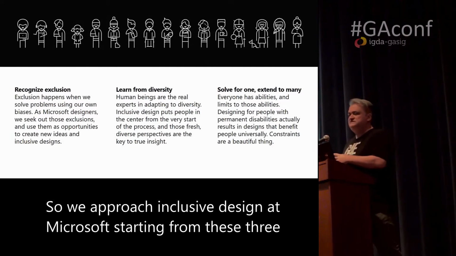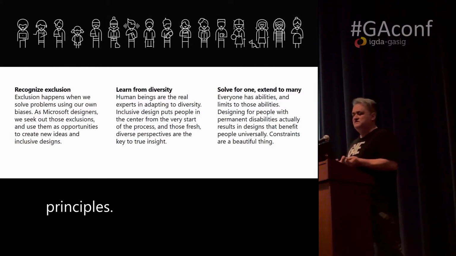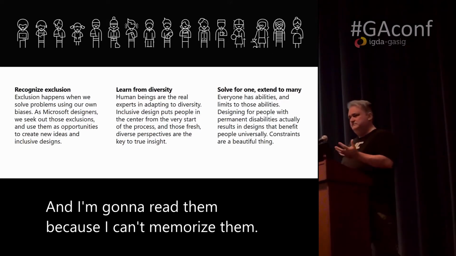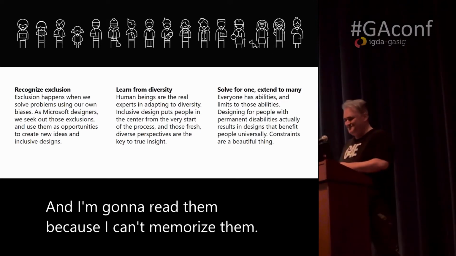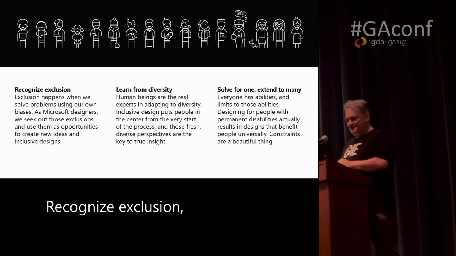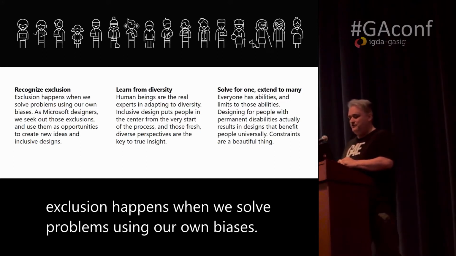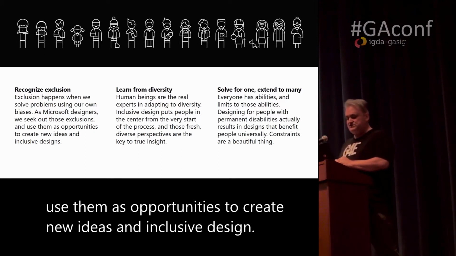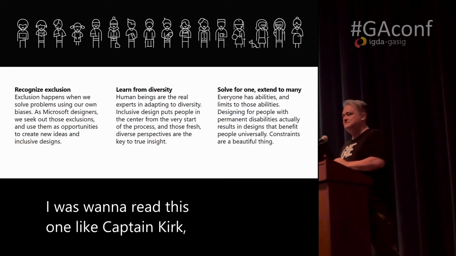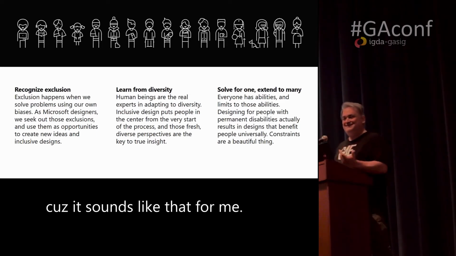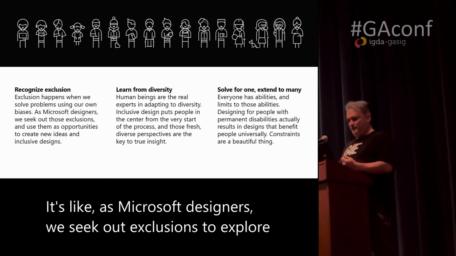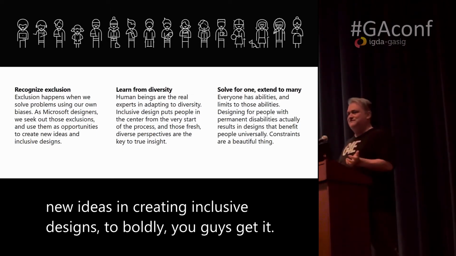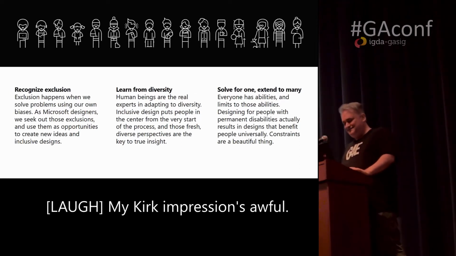So we approach inclusive design at Microsoft starting from these three principles. And I'm going to read them because I can't memorize them. Recognize exclusion. Exclusion happens when we solve problems using our own biases. As Microsoft designers, we seek out exclusions and use them as opportunities to create new ideas and inclusive designs. I always want to read this one like Captain Kirk because it sounds like that for me. It's like, as Microsoft designers, we seek out exclusions to explore new ideas and create inclusive designs to boldly, you guys get it. My Kirk impression's awful.